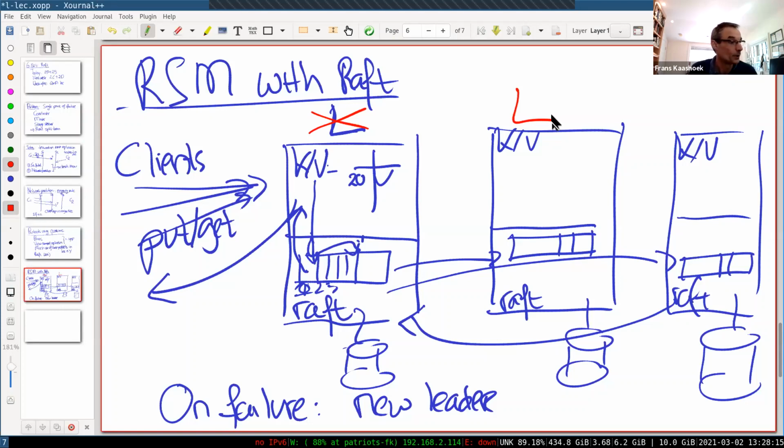And then the clients fail over. They see they don't get a response, so they time out, and they fail over to the second leader, the new leader, and retry their operation. And that new leader will take their operation and insert it back into Raft.